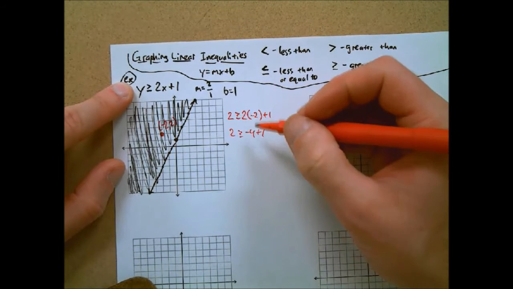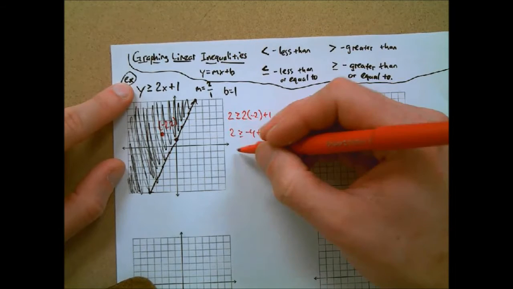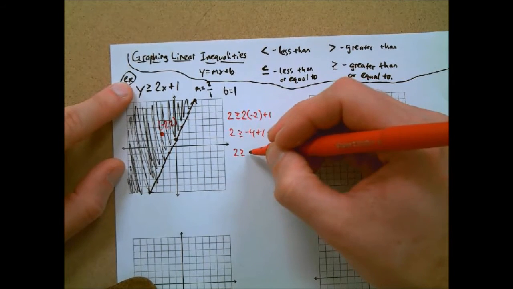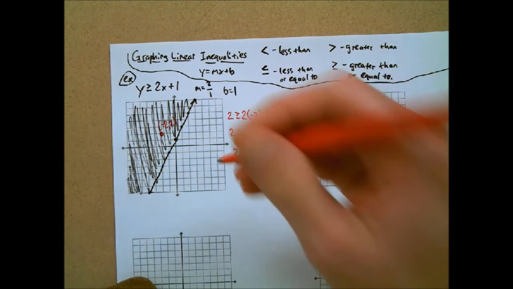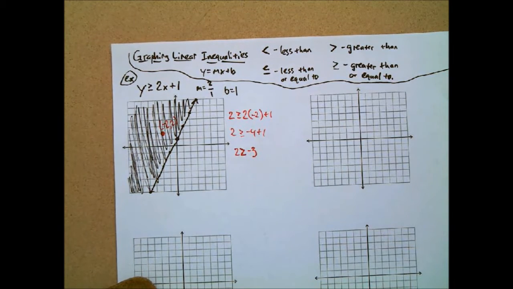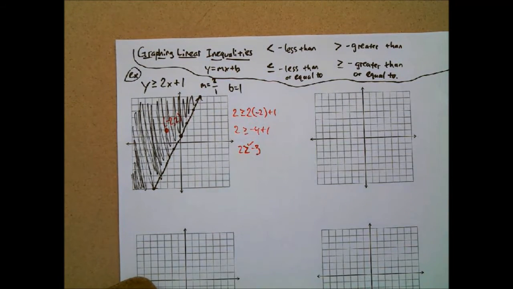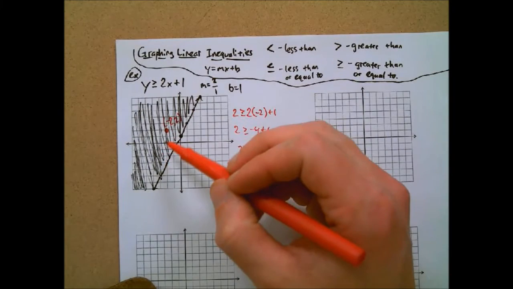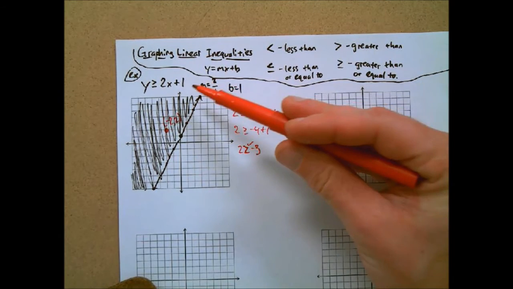So 2 times -2 is -4. We have the +1 still. And then we'll do the -4 plus 1. What's -4 plus 1? -3, right? Okay. So, is 2 greater than or equal to -3? Yes. Yes, check, right? That works. And in fact, we could sit here for the rest of our days picking each one of these points in this shaded area and checking it in the inequality, and it would always make the inequality true.